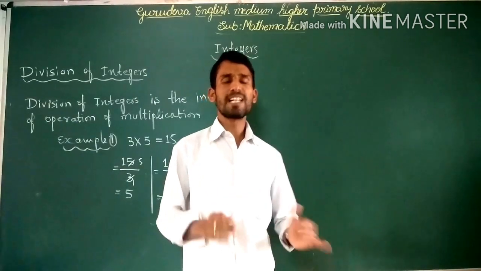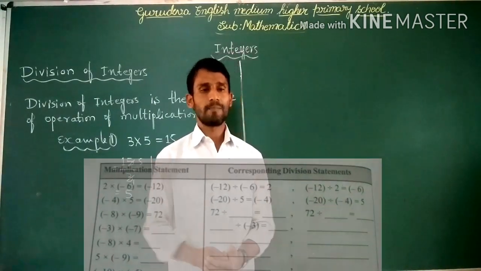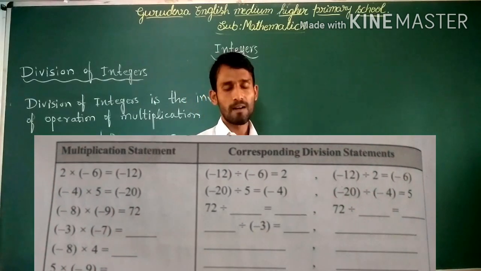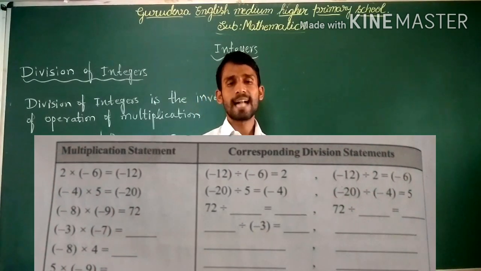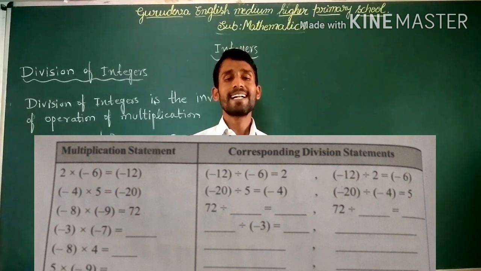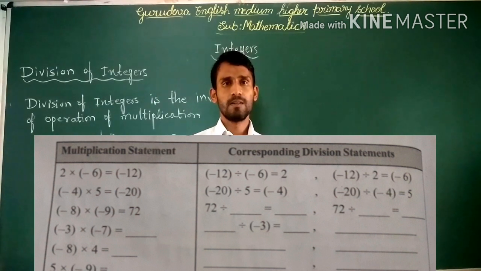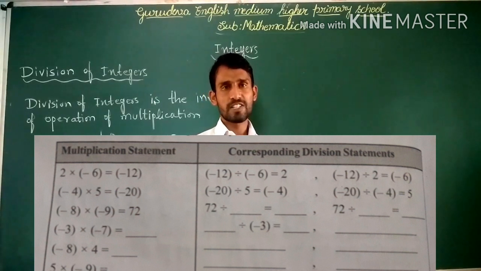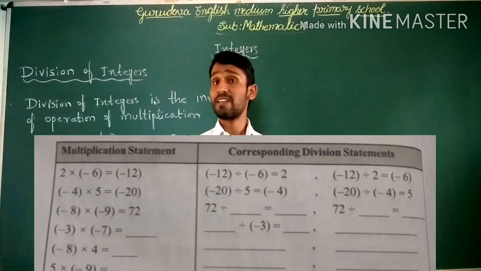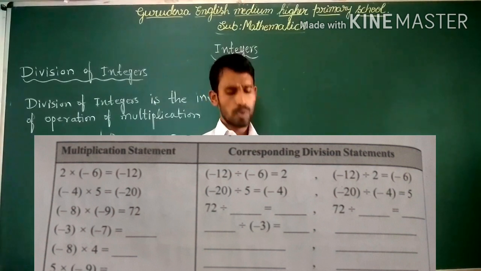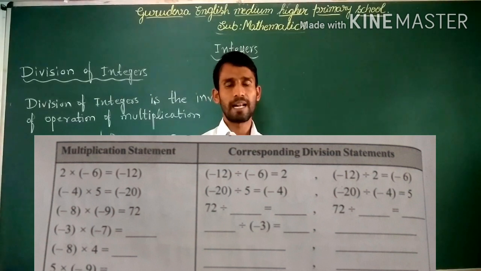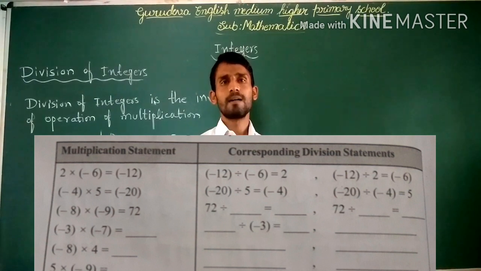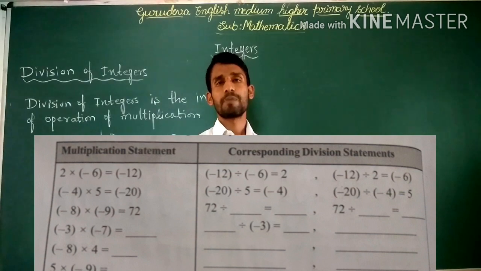Dear students, you observe this table and complete it. In this table, one column has the multiplication statement and the other column has the corresponding division statement. We have so many examples in this table. Now you fill in all these problems and complete the second column.